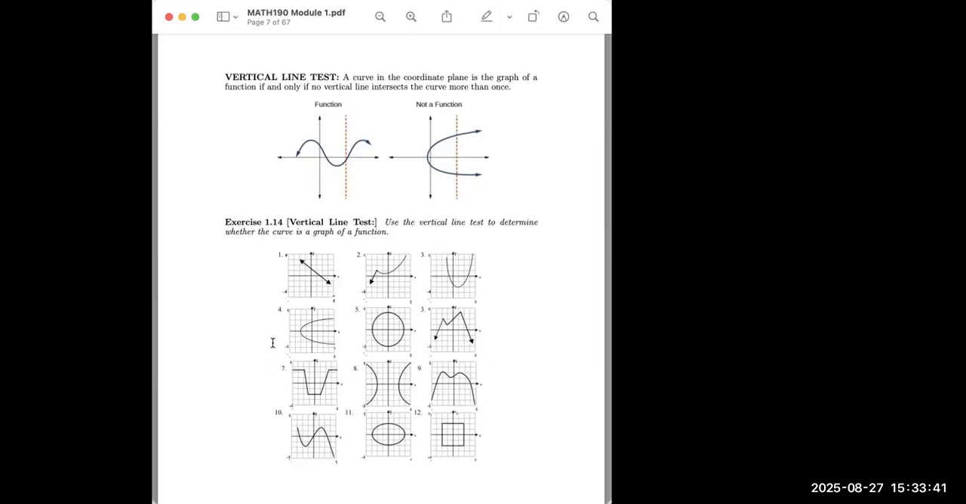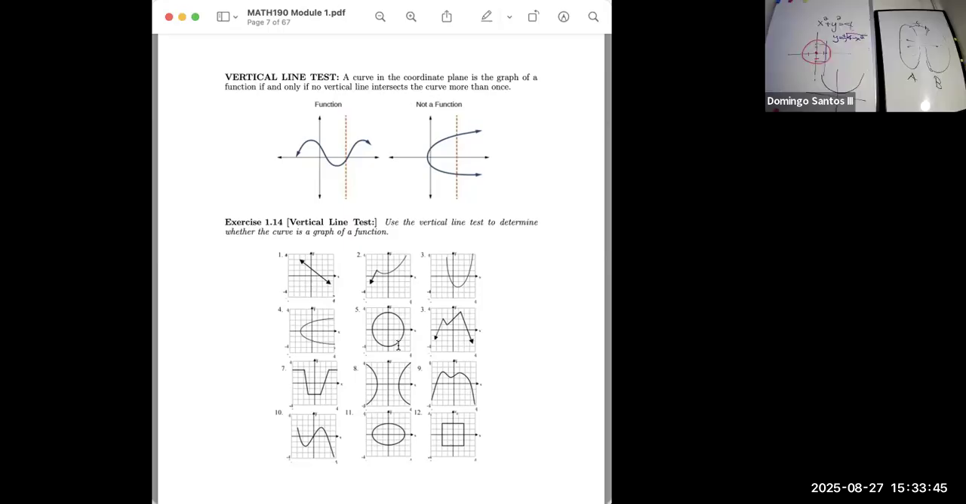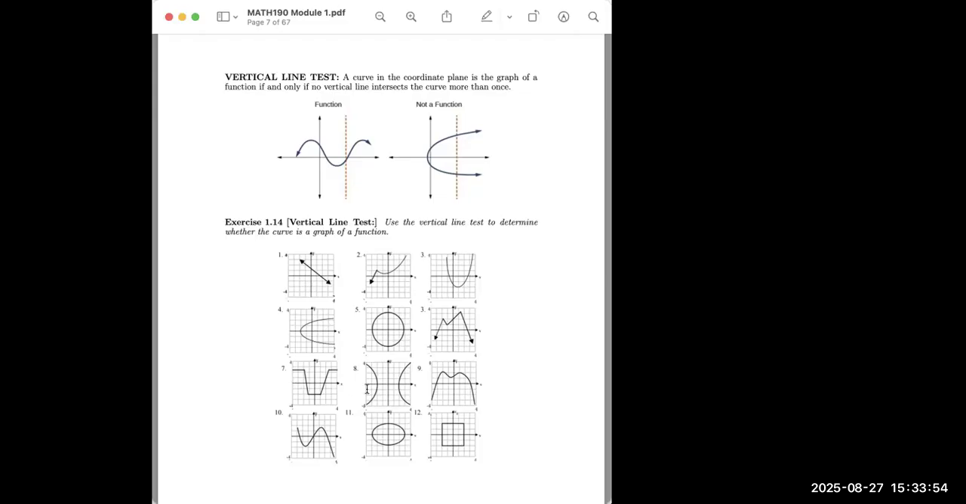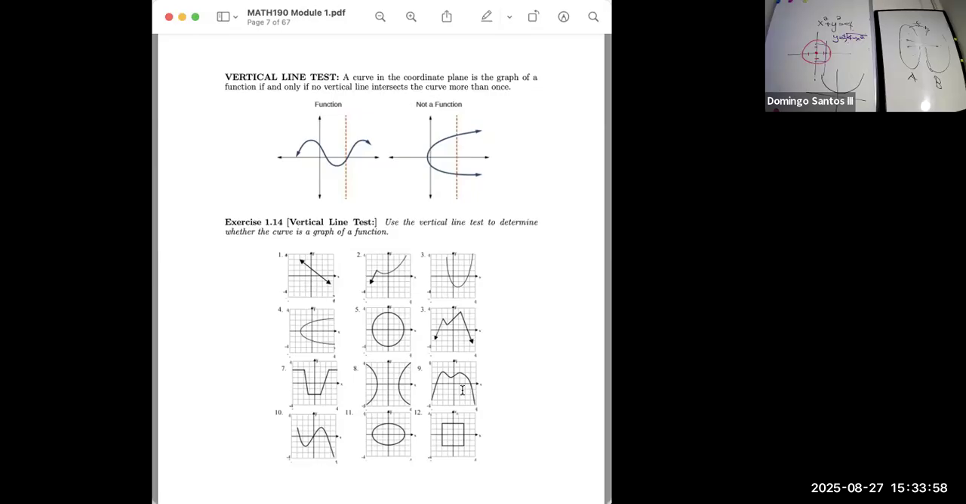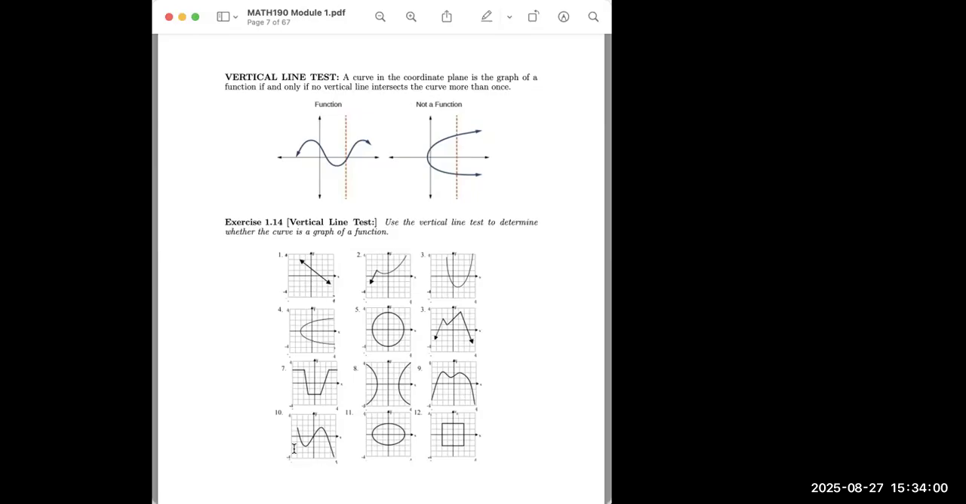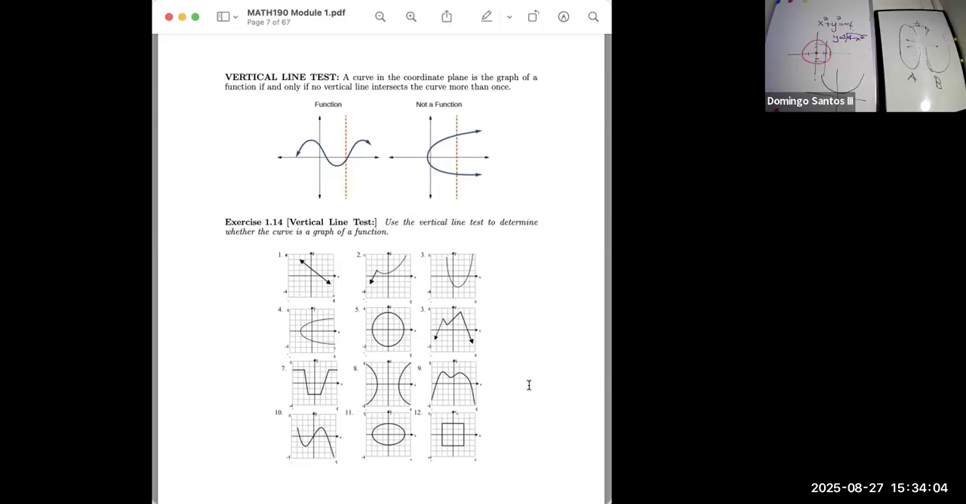Very good. Number 4. No. Yeah, obviously. Number 5. No. Number 3. Oh, yes. We have 2 3s here. Number 6. Yes, right? Number 7. Yes. It is a function. Number 8. No. Number 9. Yes. Number 10. Yes. Number 11. No. Number 12. No. Okie dokie.